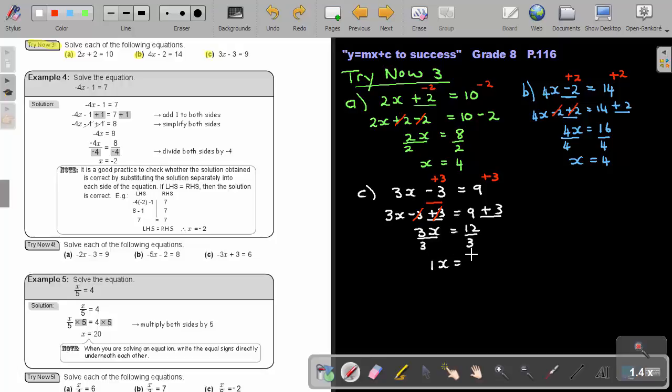And then 12 divided by 3, what will that be? That will be 4. And we test it. 3 times 4 is 12, minus 3 will be equal to 9. Okay. Let's go through example 4.